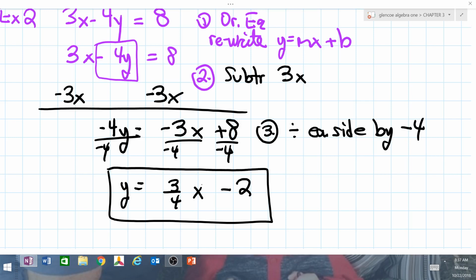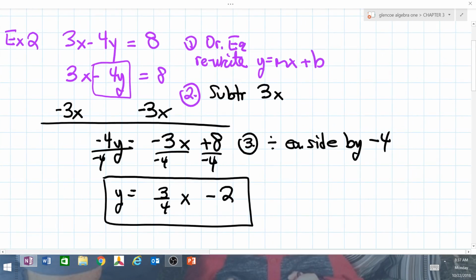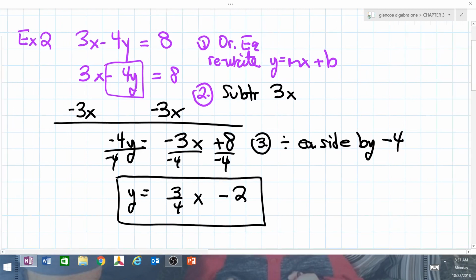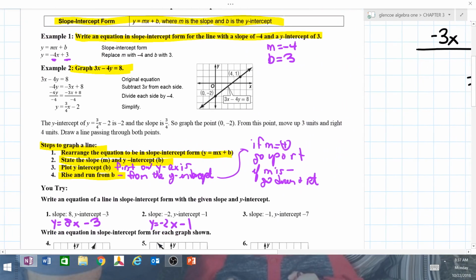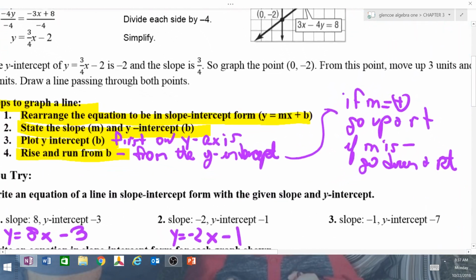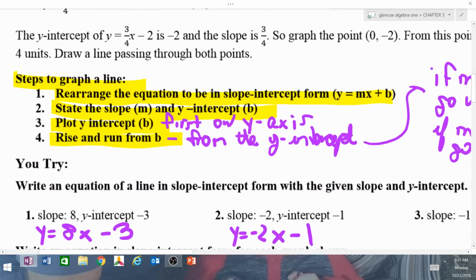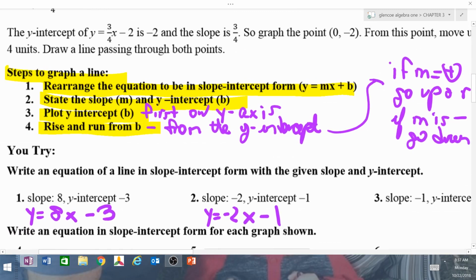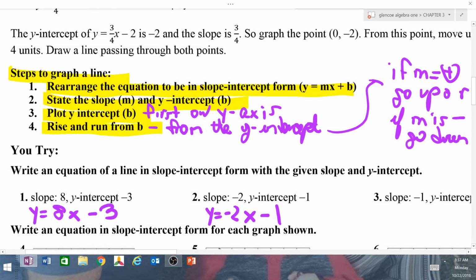When graphing an equation that is in slope-intercept form, step number 1, if the equation is not in y equals mx plus b form, then I want you to get it there. The next thing we're going to do is to help you graph this without making a table. So I want to make sure that we are now focused on the steps to graphing the equation of a line. Step number 1, rearrange the equation to be in slope-intercept form, which is y equals mx plus b.